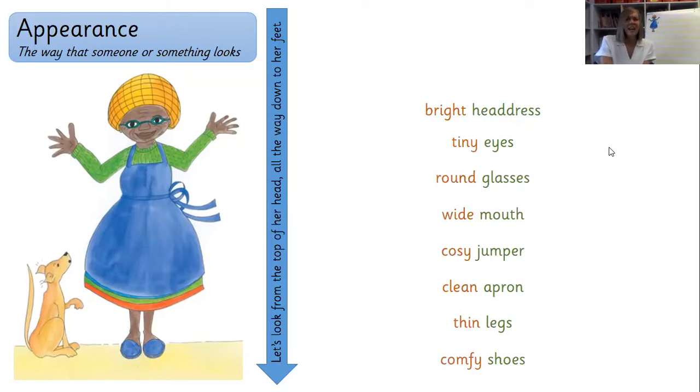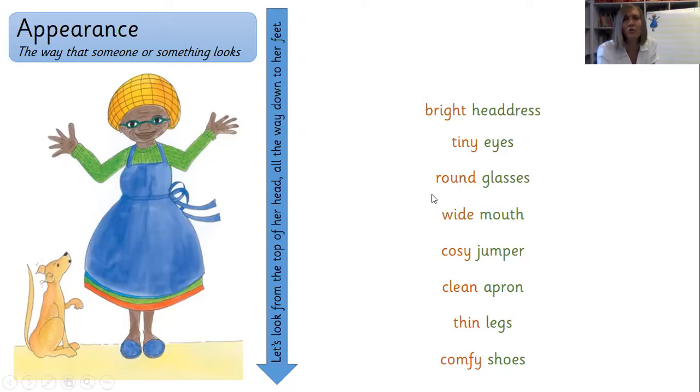Right, if you have a look now, I've added an adjective before my noun. So I've now gone for a bright headdress. She's got a bright yellow headdress on there, hasn't she? It almost looks as bright as the sun. I've said that she's got tiny eyes. So now you know that Gogo's got quite small eyes, not huge, big eyes.